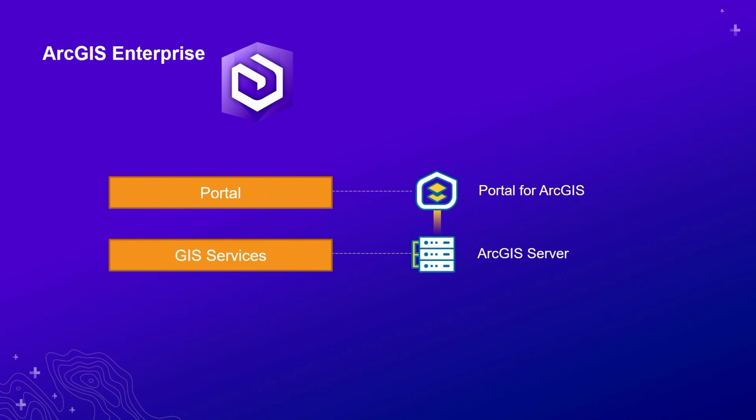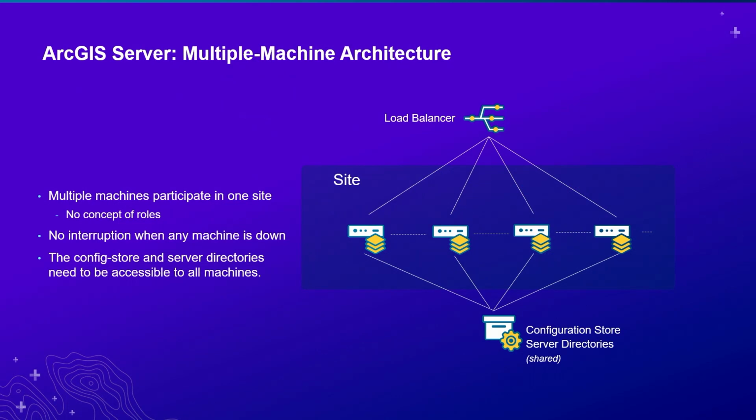All right, the next component we'll talk about is ArcGIS Server. So ArcGIS Server multi-machine architecture has been around for quite some time, and it operates in a fashion that has no concept of roles. So the second machine you add to the site is no different from the third or the fourth or the fifth. They all have the same roles, which means that there is no interruption when any of the machines are down. Shared config store and server directories paths are required and need to be accessible to all machines. And this could be cloud storage such as DynamoDB for the config store or a highly available file share.